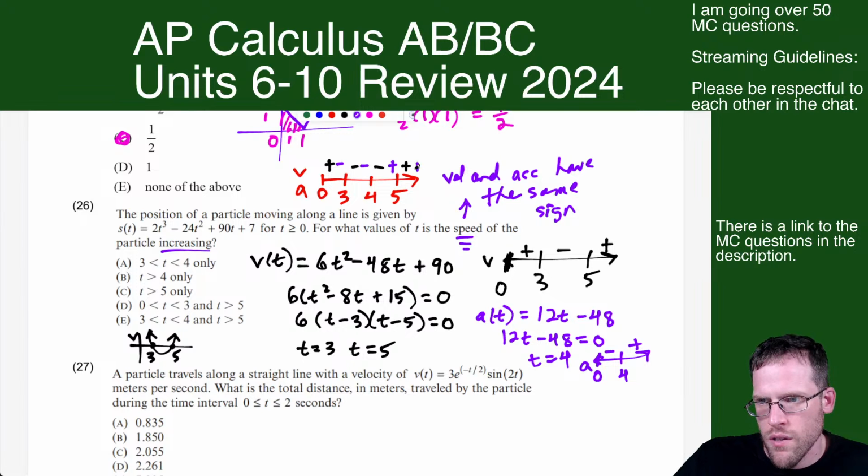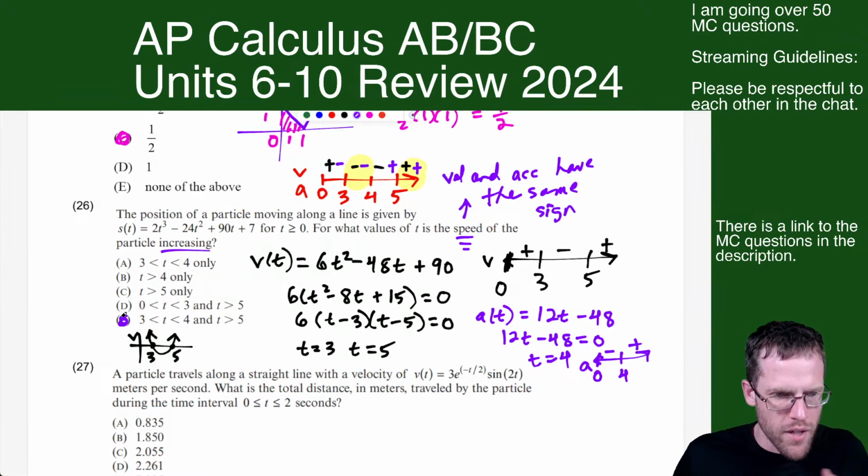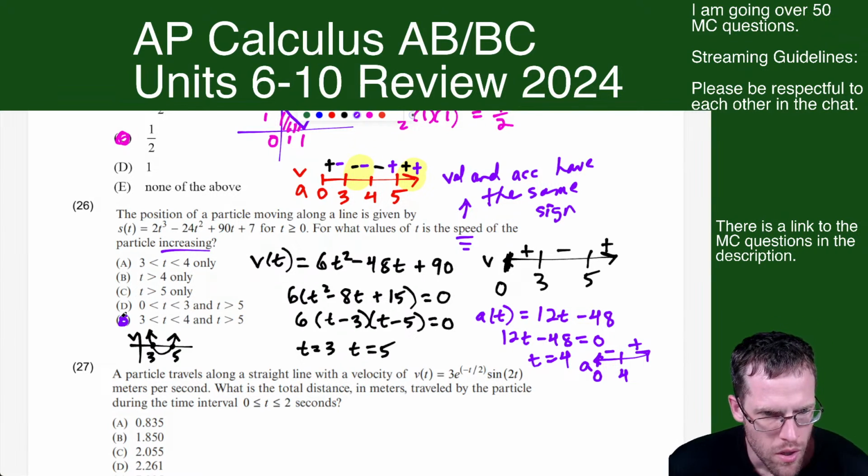So we're looking for, where does velocity and acceleration have the same sign? Here and here. So from 3 to 4 and from 5 to infinity. That's why it's choice E. Okay? Cool. All right, let's see.